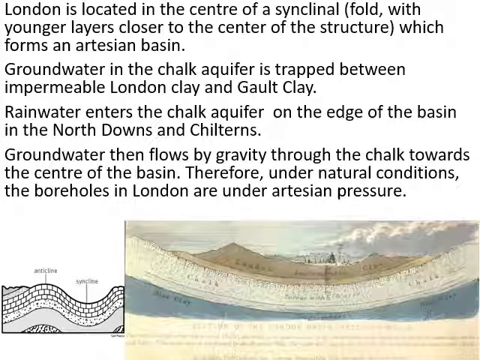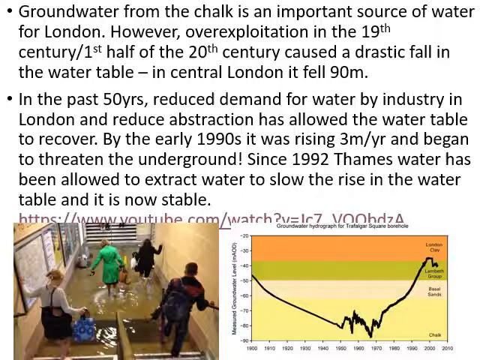And actually London is located on top of an artesian basin. You can see that we've got a chalk aquifer trapped between impermeable London clay and Gault clay. And that rainwater is entering that aquifer in the North Downs and in the Chilterns, way outside on the outskirts of London, and then making its way and filling up that permeable artesian basin beneath the city. And then we just dig our borehole down and we can extract that water under pressure. And groundwater from the chalk is an important source of water for London.